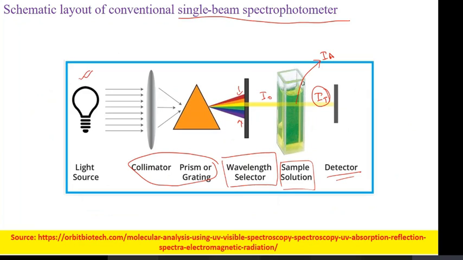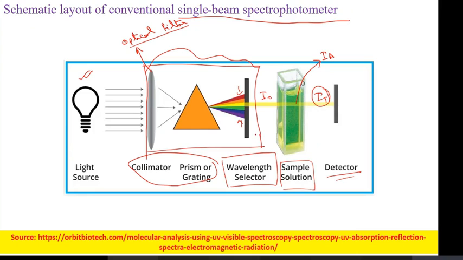Another important thing which I forgot to mention: in the single beam spectrophotometer, if I combine the collimator, prism or grating, and the wavelength selector, and say I have this collimator lens and I color it, it becomes an optical filter. This optical filter converts the polychromatic light into a monochromatic light. Up to this region the other components are dropped, and only a single colored optical lens is used, which is basically an optical filter, for converting polychromatic light to monochromatic light.